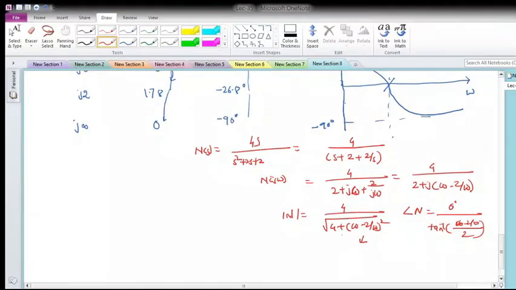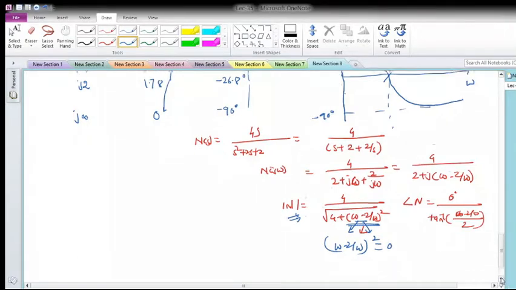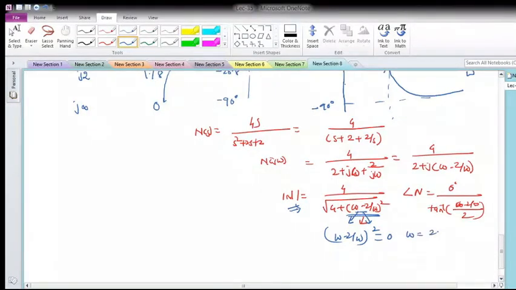Now my aim is to compute the maximum magnitude. As omega varies, there is a change in the magnitude, right? So when will it be maximum? When the factor omega minus 2 upon omega is 0. That means omega is equal to 2 upon omega, so omega square is 2, and omega is square root of 2. Negative frequency I'm not interested in; I'm interested in positive frequencies, so I'll take the square root of plus 2.